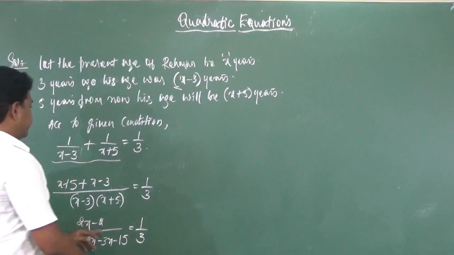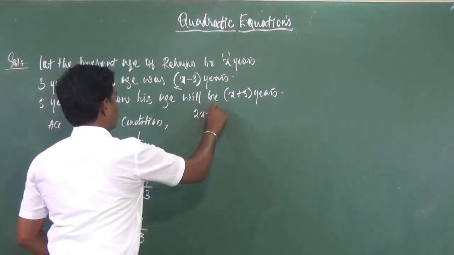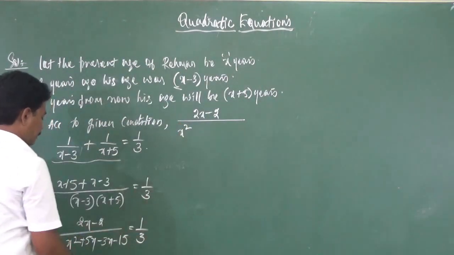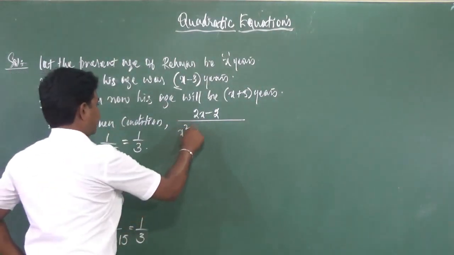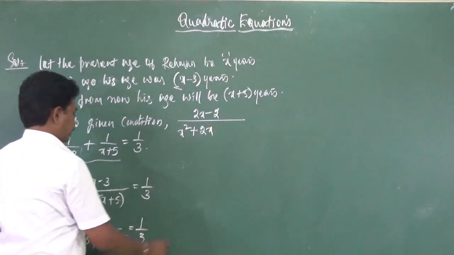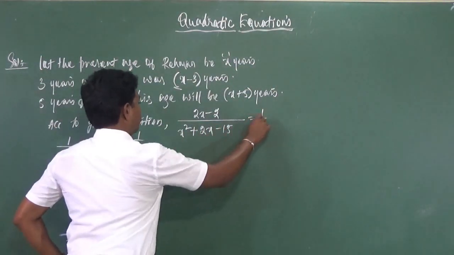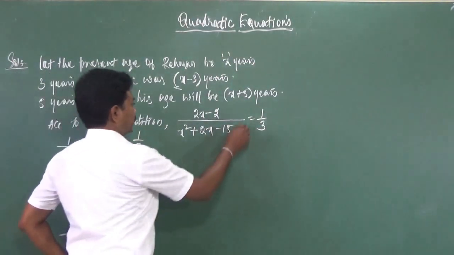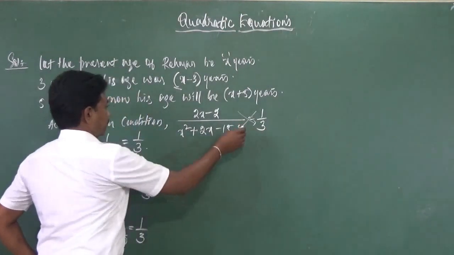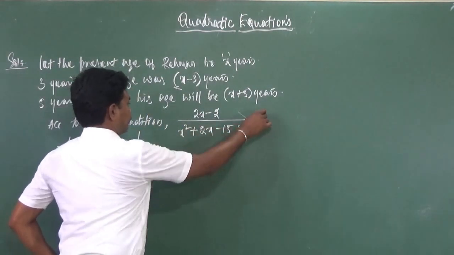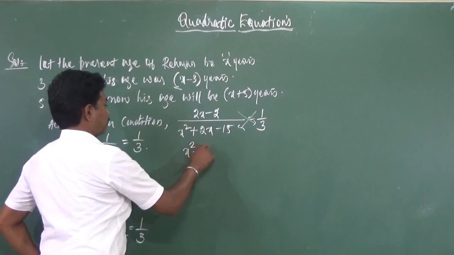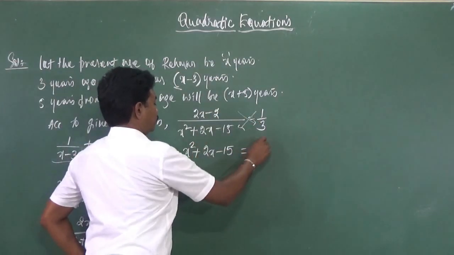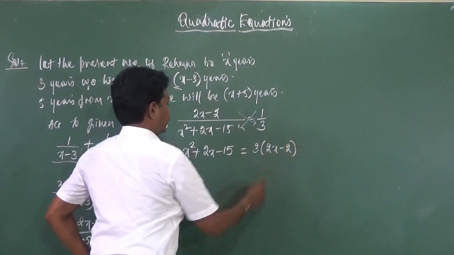So now 2x plus 2 by x square plus 5x minus 3x is plus 2x, and minus 15, is equal to 1 by 3. At this step you have to do the cross multiplication. So x square plus 2x minus 15 into 1, the same thing remains. x square plus 2x minus 15 is equal to 3 into 2x plus 2.